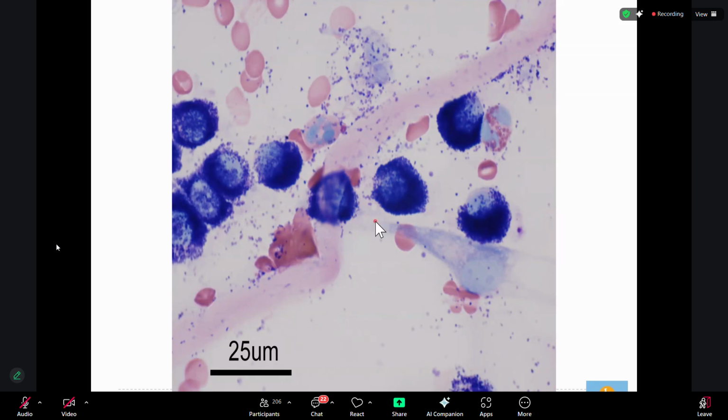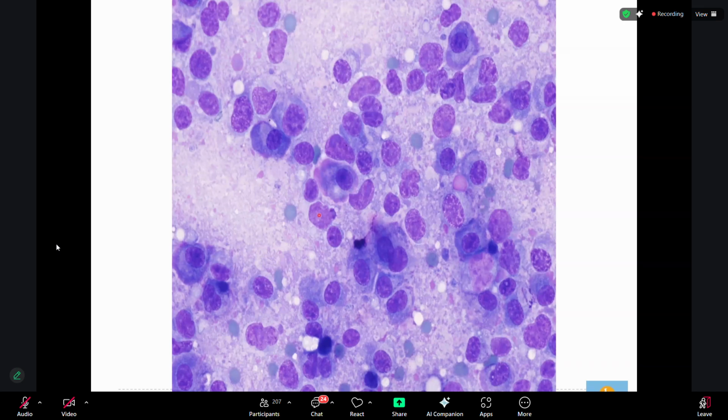Yes, granules, correct. So it must be what? The granules are purple. The melanoma. Mast cell, because the melanoma is more black. Oh. And then how about this one?